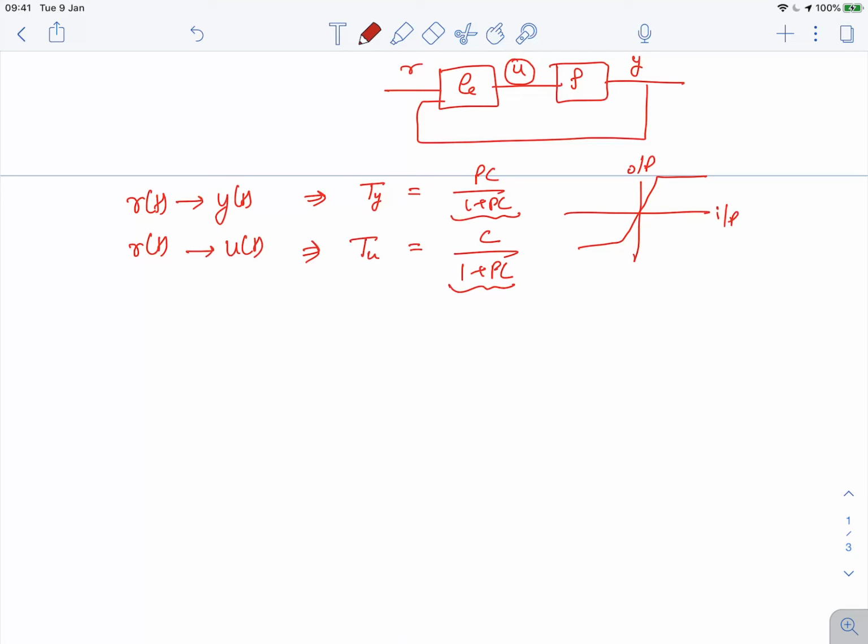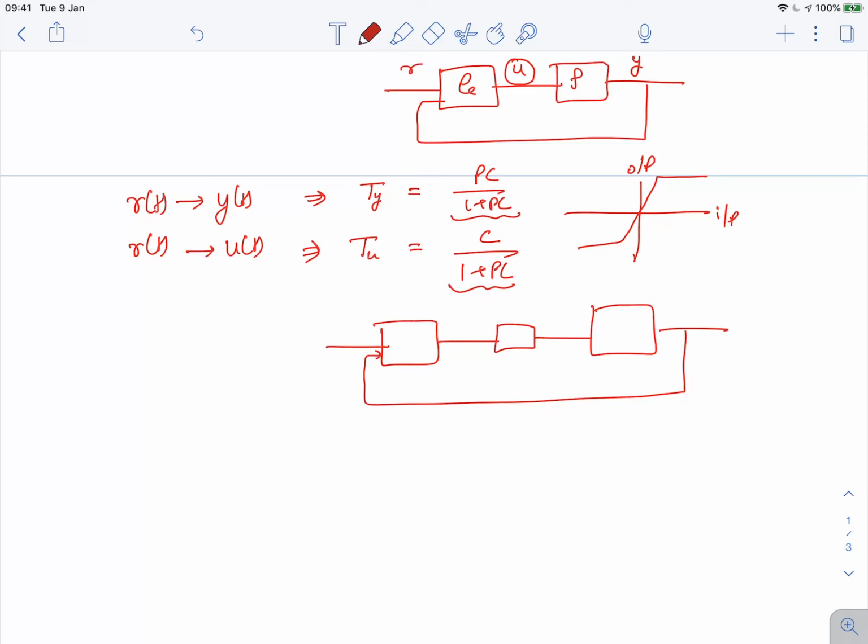Now if I connect the actuator before the plant, let's see how maximum overshoot comes into the picture. So U_C and U_P: this is the actuator, plant and the controller. U_C is the output of the controller and U_P is the input to the plant, or the output of the actuator.